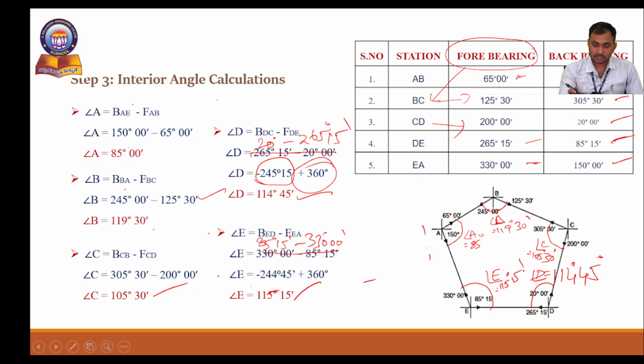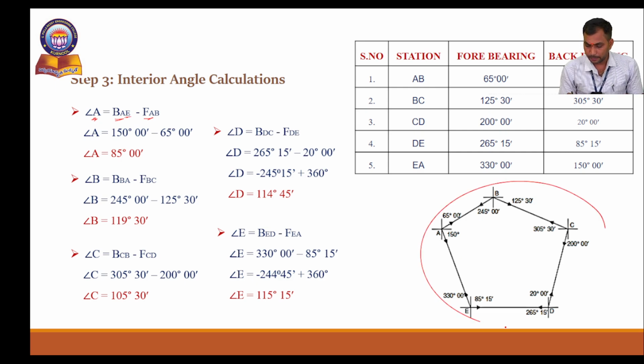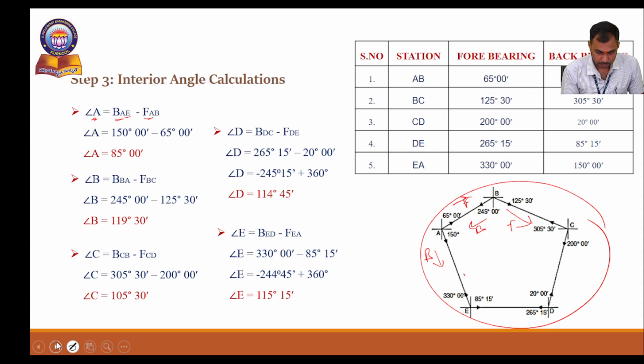Okay, my dear students, these are all the interior angles. Like this we have to calculate. See here for A, so BA, FA. B means nothing but back bearing, F means nothing but forebearing. What is the back bearing for A? Nothing but E. You can see here, observe from the figure, this is back bearing, this is forebearing, this is back bearing, this is forebearing.